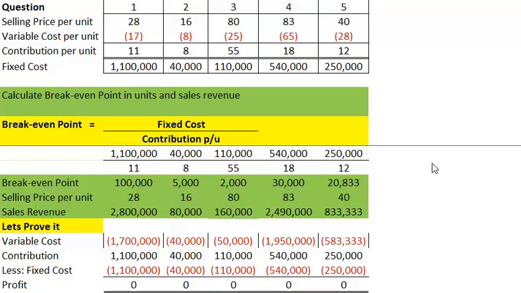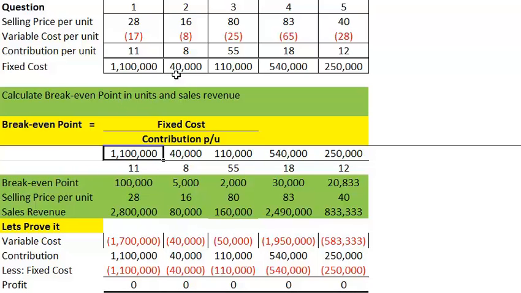Fixed cost given to us is 1.1 million. We have calculated contribution per unit, which is 11 pound. The formula for break-even point is fixed cost divided by contribution per unit. We will divide 1.1 million by 11 pound. We get a break-even point of 100,000 units. At this level of sales, we make no profit, no loss.